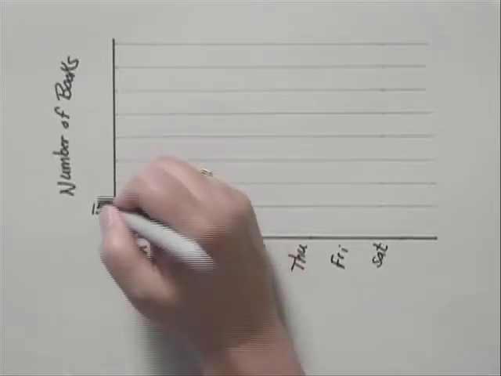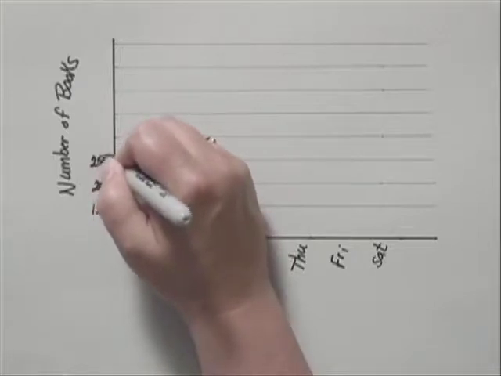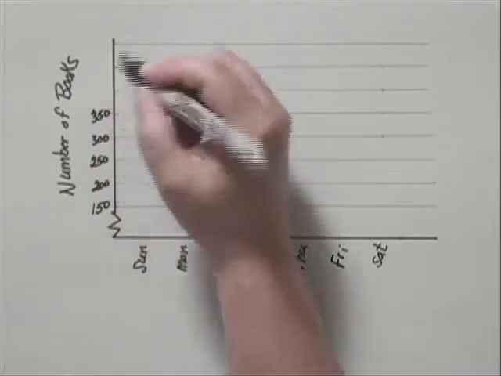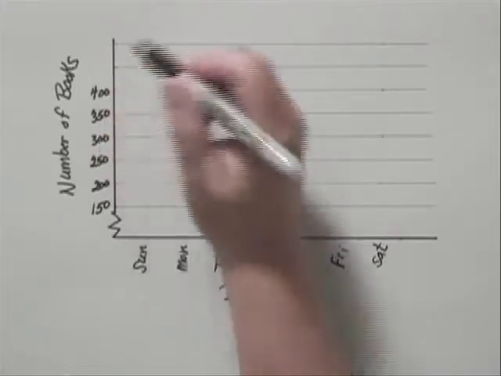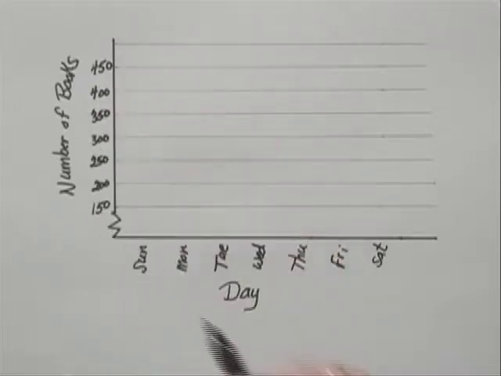Let's count by 50s: 150, 200, 250, 300, 350, 400, 450, and I could keep going, but that's high enough because my largest number is 420.